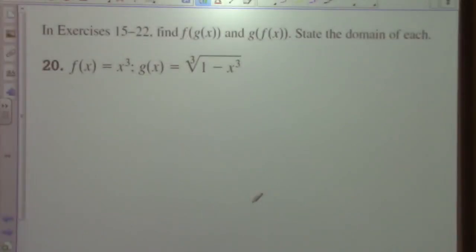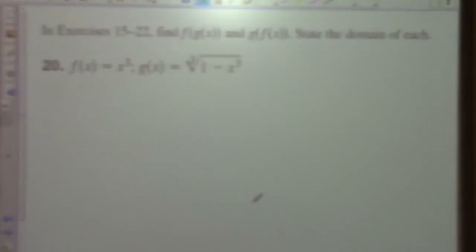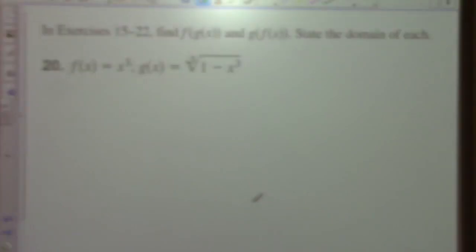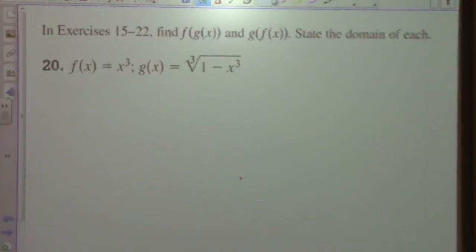Okay. Well, actually, this is one of those situations where there are no restrictions. Why are there no restrictions here? Is it that the cube root and the cube cancel out? Well, no. The reason is that you can have the cube root of a negative number, right?